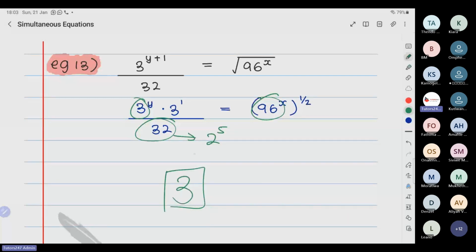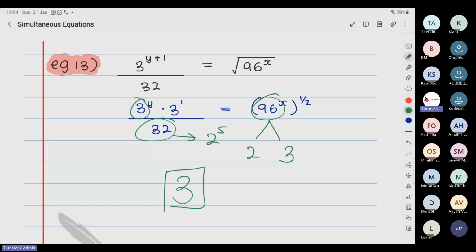Now, because we now have a base of 3 and 2, that means we need to break up 96 into a base of 3 and 2, if possible, or into a base of 2 only or 3 only, or 2 and 3, it depends. So we need to try and identify what we can break up 96 into.